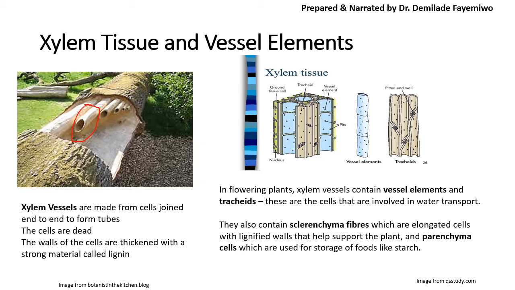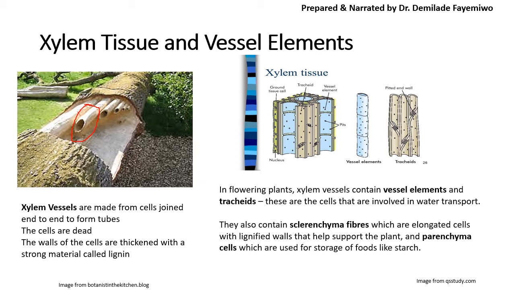If you're trying to make a long pipe and you only have small bits, then you would have to either weld them together or glue them together in order to make a long pipe. So in the same way, xylem vessels are made from cells that are joined end to end. The cells in a xylem tube or in a xylem vessel are all dead, which means they are not metabolically active. They don't carry out any functions. All they simply do is to transport water.